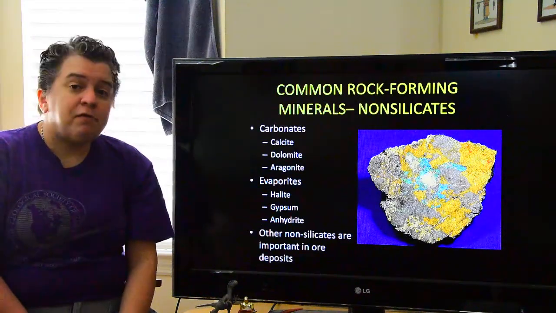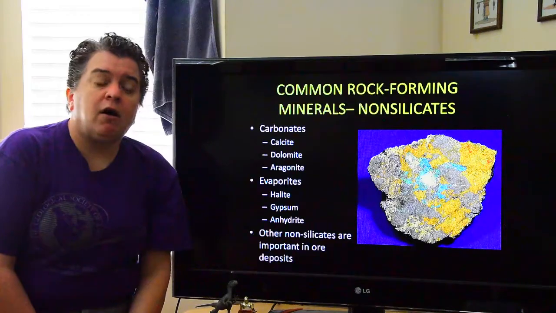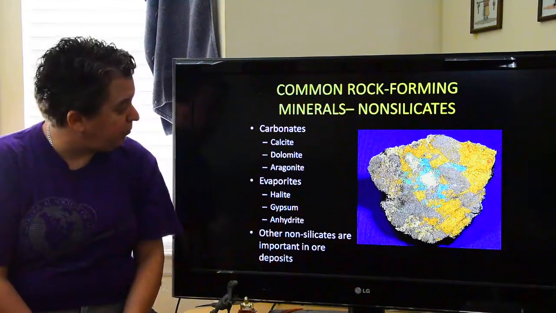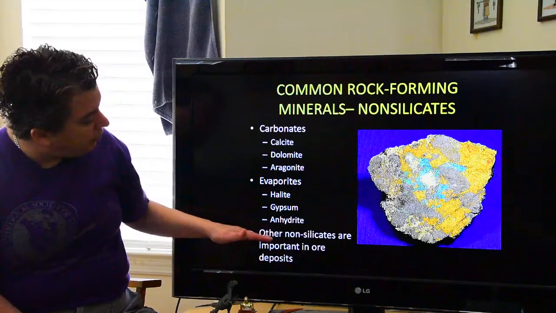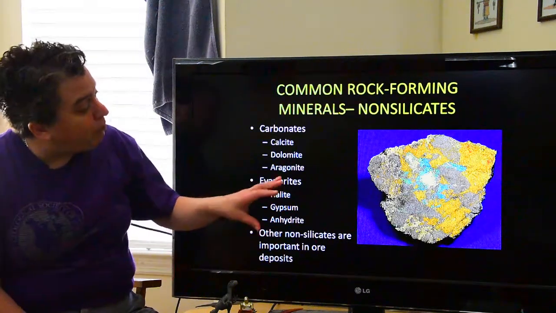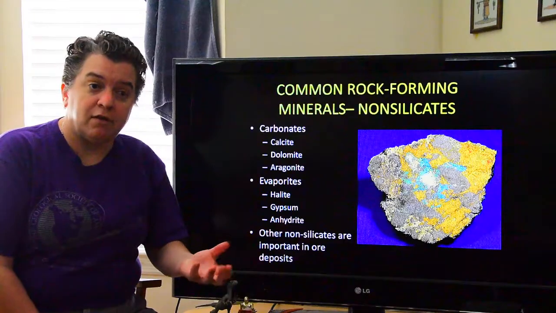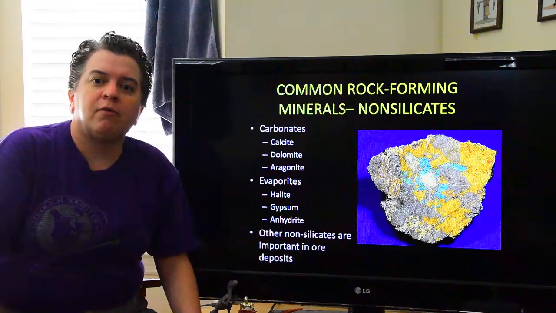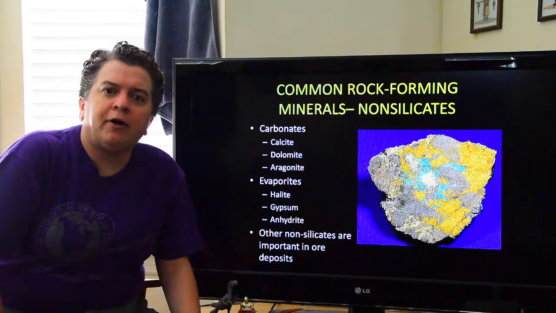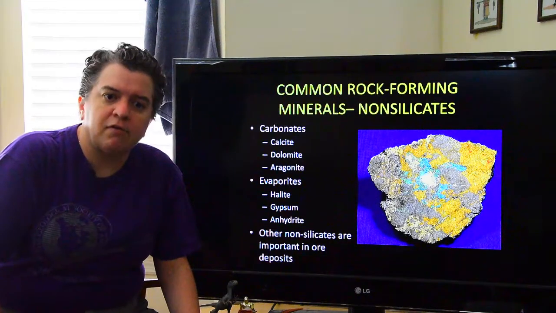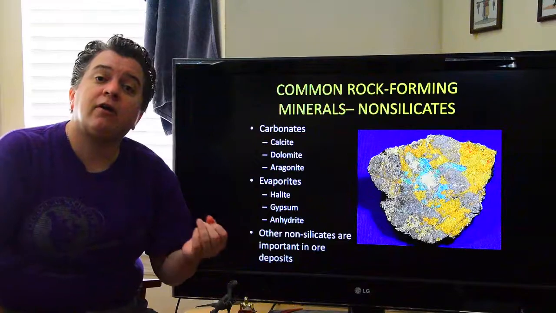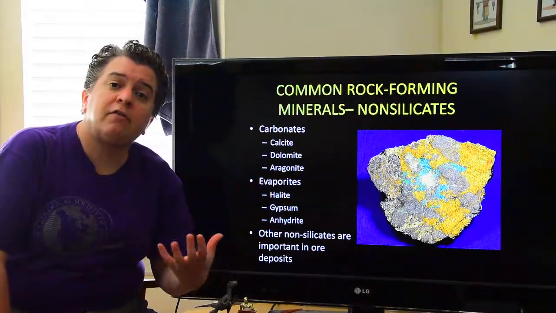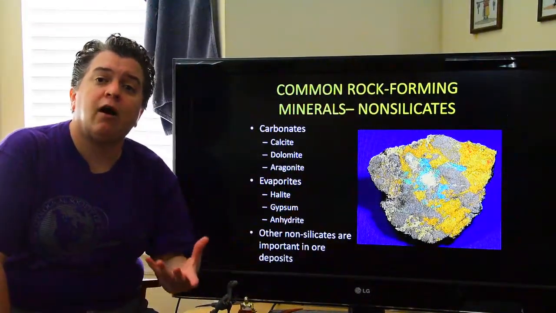And then there's some other minerals that are not in the silicate group of minerals or the carbonates or any of these others. Other non-silicate minerals are important in ore deposits, like where we get some of our copper and iron and other resources from. And again, those form under very specific conditions that can tell us a little bit about the history of our planet.